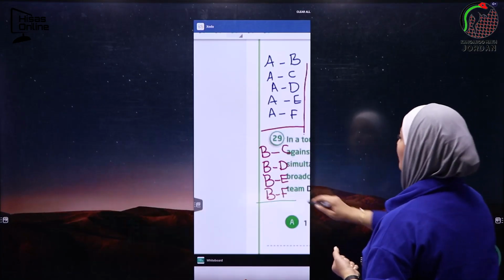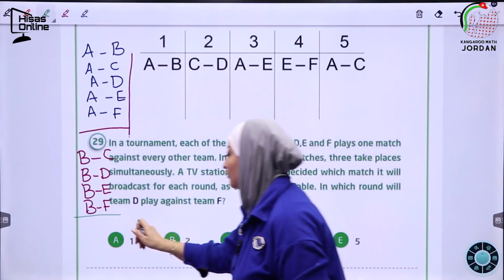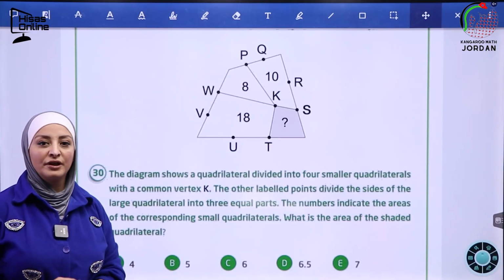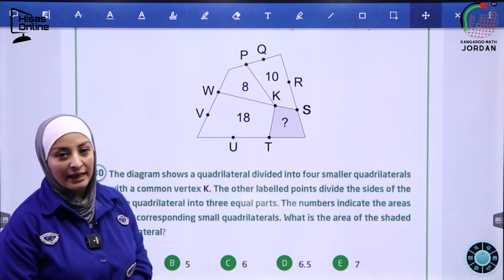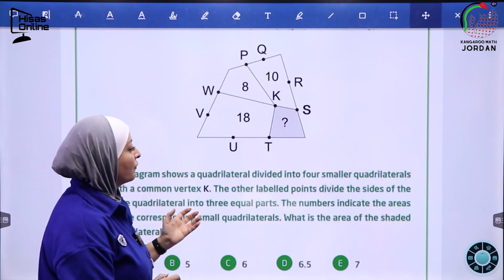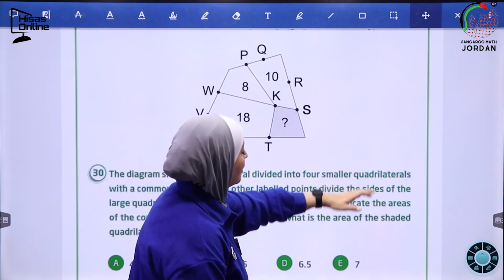Done. So my choice will be round 1 or podcast 1. And here we reached question 30, which is the last question in this exam. The diagram shows a quadrilateral divided into 4 smaller quadrilaterals.